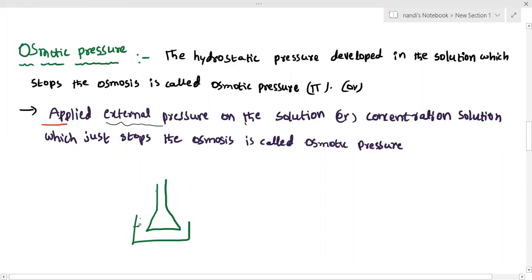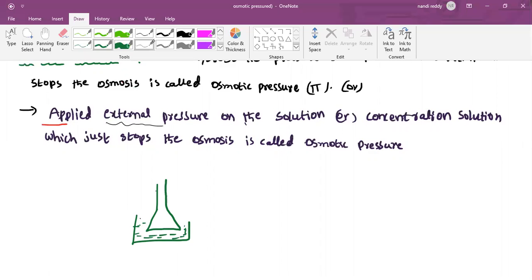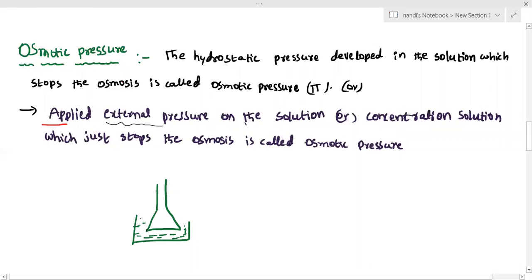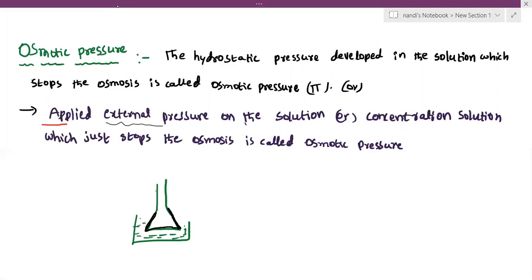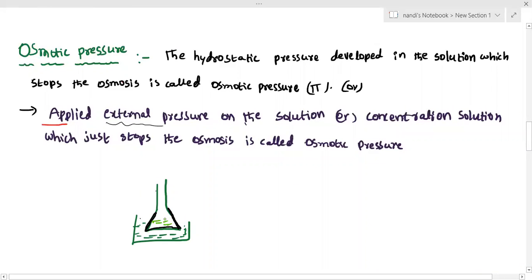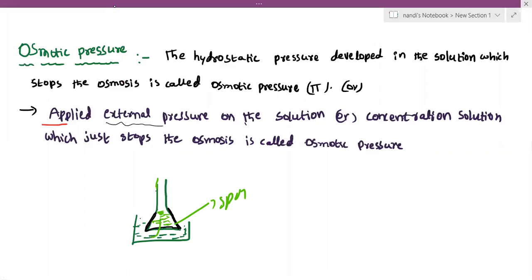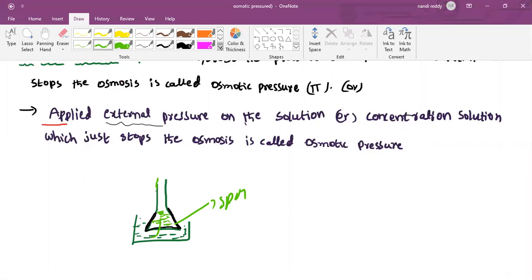So this is a solvent, pure solvent. Assume that this acts as a plasma or semi-permeable membrane. It allows only solvent molecules. Inside, the solution is there. In osmosis, our SPM allows only solvent molecules, so the solvent molecules can move here. At the start, the rate of solvent molecules moving towards the solution is more.